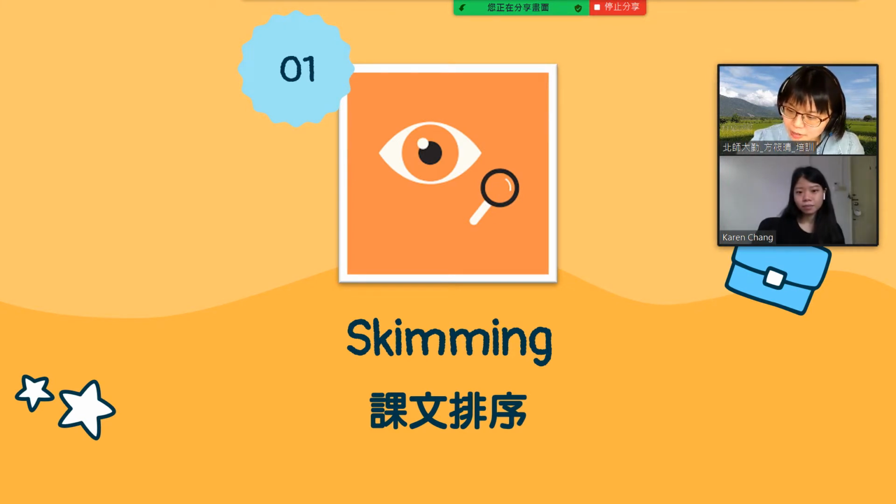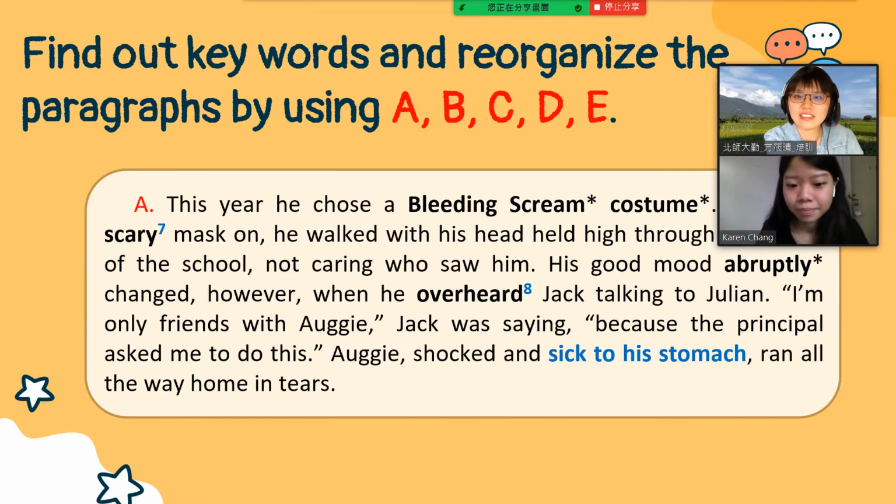I need to use a timer. Okay, so the first part is skimming. Now I will let you read these 5 paragraphs. You need to quickly look over these paragraphs, and then tell me what the order is. You need to put them into the right order. You can depend on the timeline. What will happen first, second, and third.